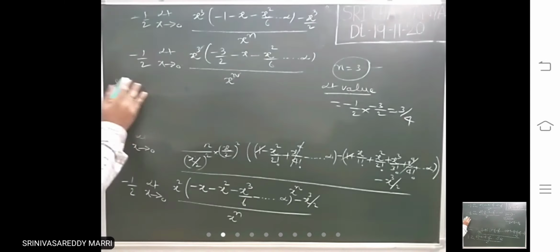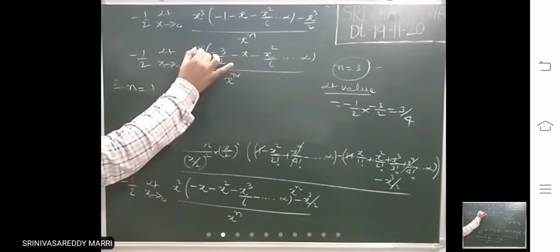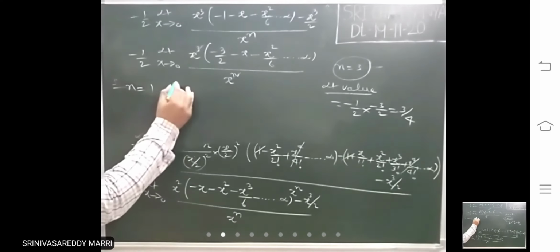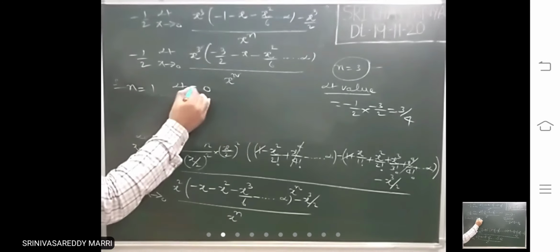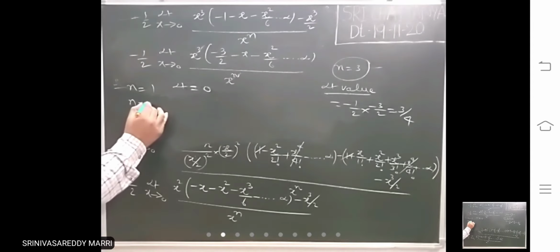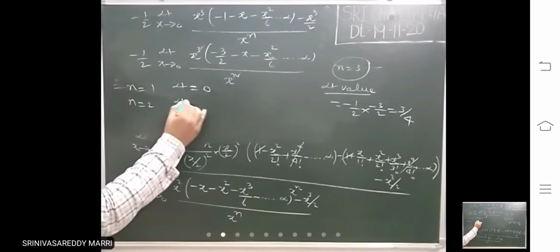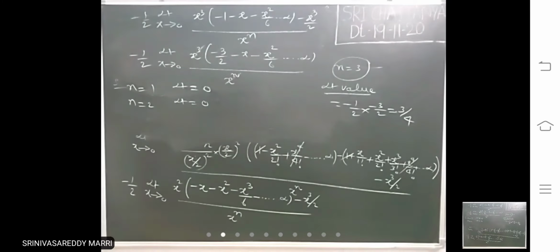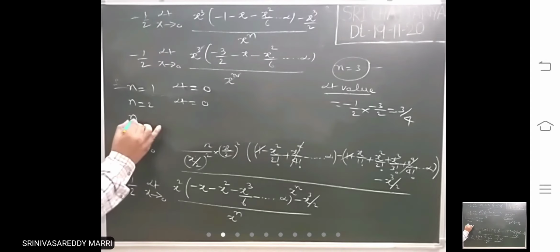You can ask what happens if n equals 1. If n equals 1, here x square will be there, so the limit will be 0. The limit will be finite only, but not non-zero. What happens when n equals 2? This will become x square, here x will be remaining, and the limit value is 0.